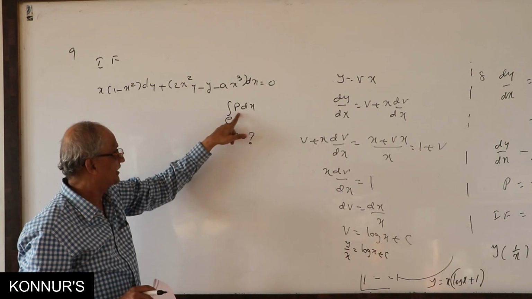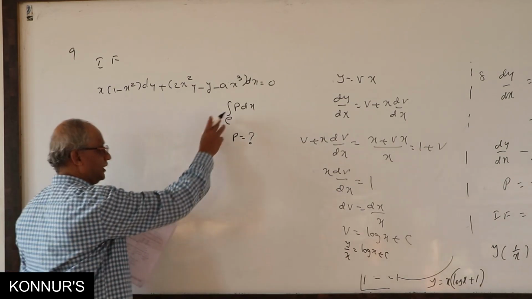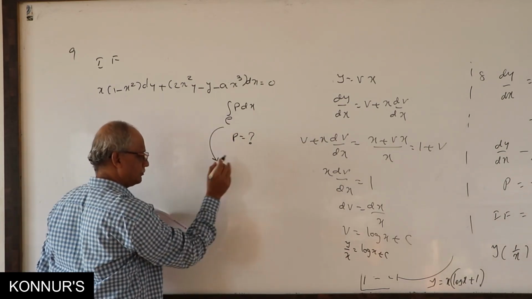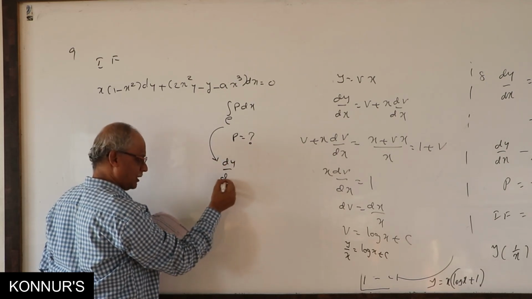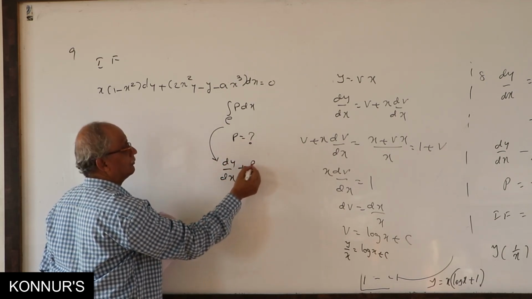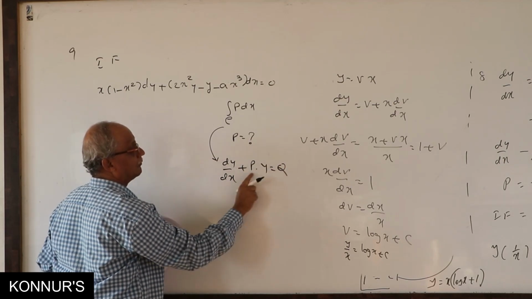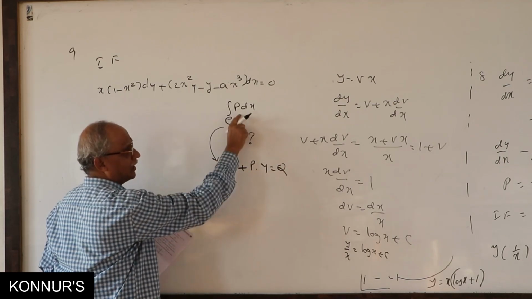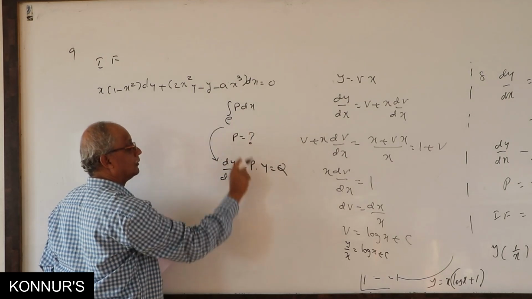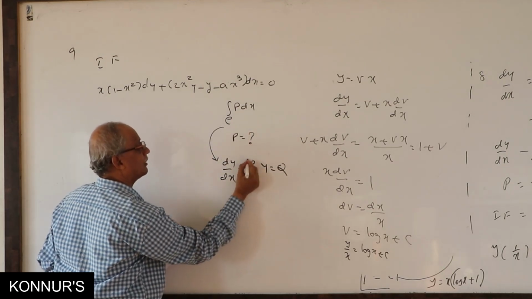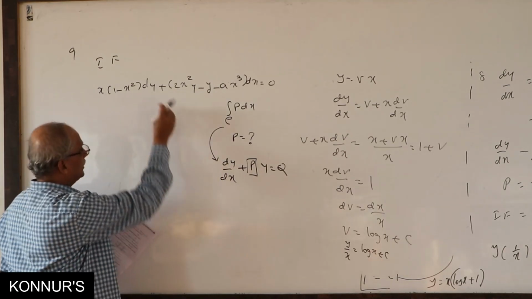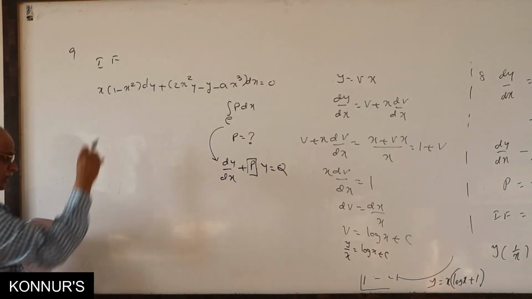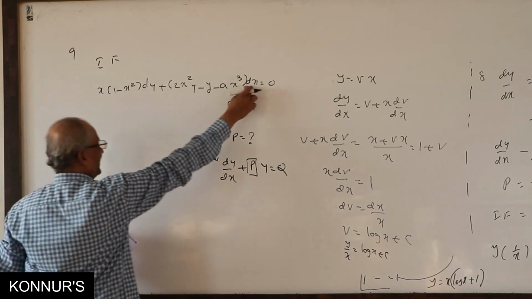E power p dx. Once it is e power p dx, what can be the problem shape? Structure. That structure must be compulsory. This is only possible. Otherwise you will not get IF. He is asking what is function here. Don't do any solution. Regroup the terms in this. dy by dx must be there. So take dx here.